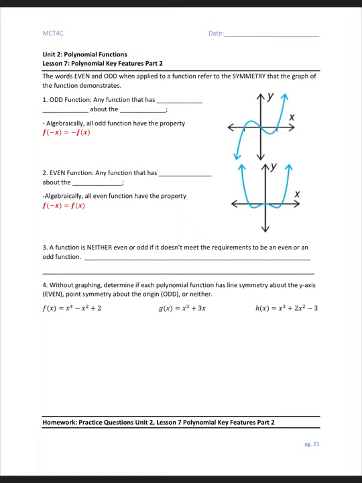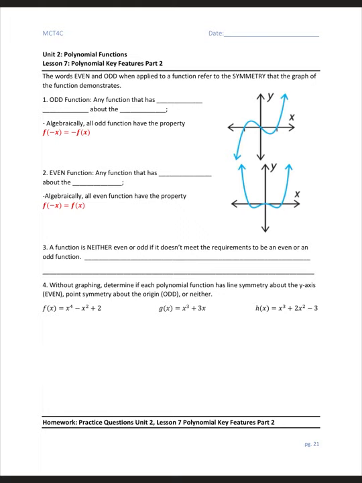Good morning, everyone. Today we're looking at Unit 2, Lesson 7, Polynomial Key Features, Part 2. So today we're going to look at a different key feature that odd and even polynomial functions have, and it relates to the symmetry.